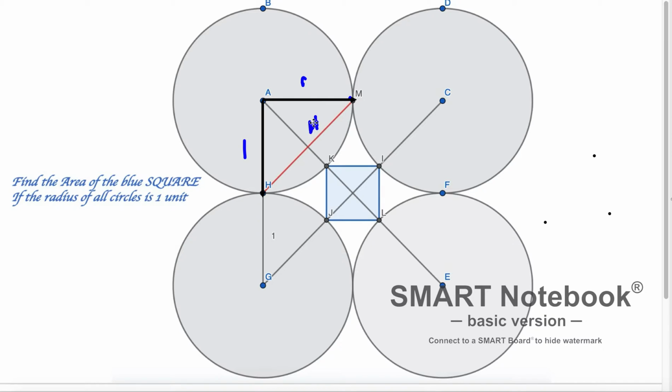So the segment with the red color, HM, is the hypotenuse. HM is going to be equal to 1 squared, according to the Pythagorean theorem, plus 1 squared. 1 squared plus 1 squared is 2. So the segment HM is equal to the square root of 2.